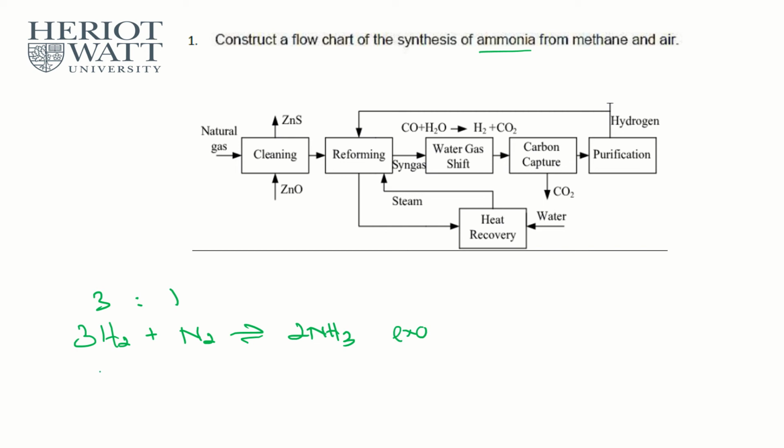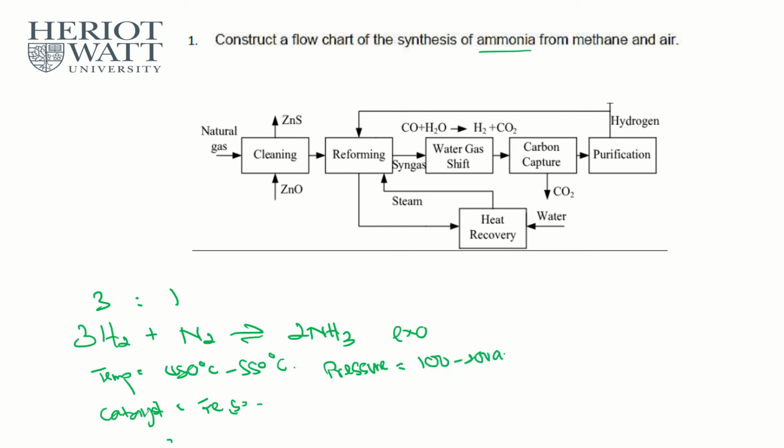And what are the conditions used, guys? Temperature is about 450 degrees Celsius to 550 degrees Celsius. And the catalyst used is solid iron, finely divided iron powder. And then we learned about pressure as well. What is the pressure for this case? 100 to 200 atmospheres, right? So these are the specific conditions for the Haber process. This is what we learn, as simple as that.